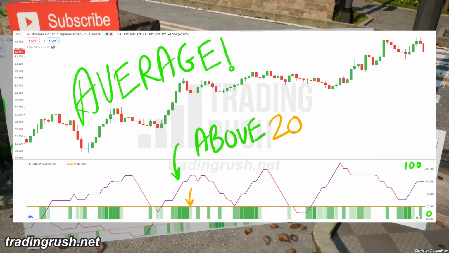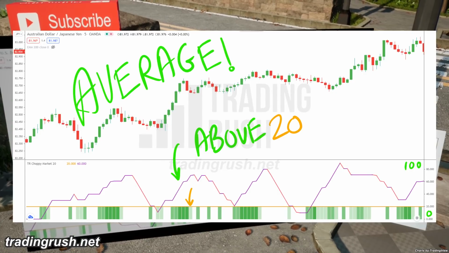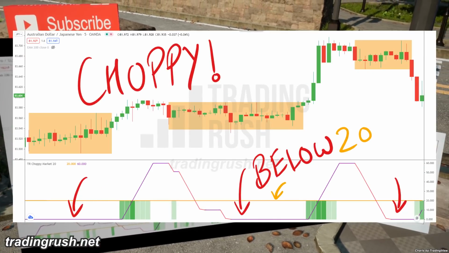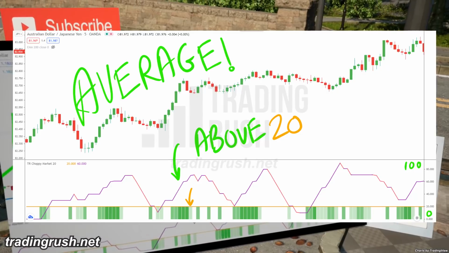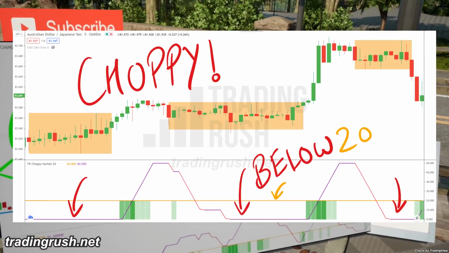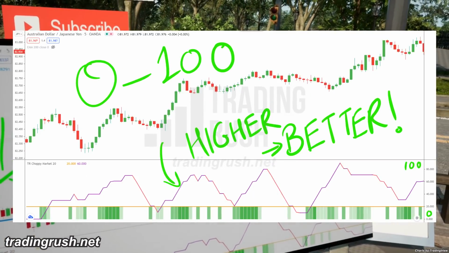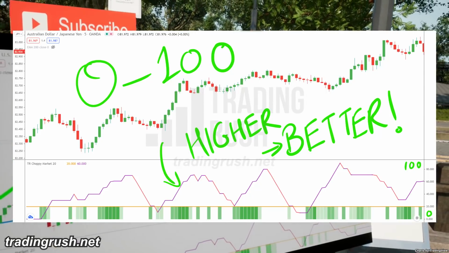This is the first version of the Trading Rush Choppy Market Indicator, and while testing I have found that 20 is the starting level that differentiates the good versus bad market, and the higher you go, the more choppy market you are going to filter.